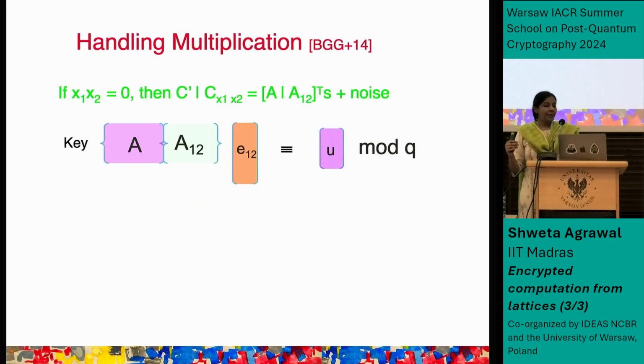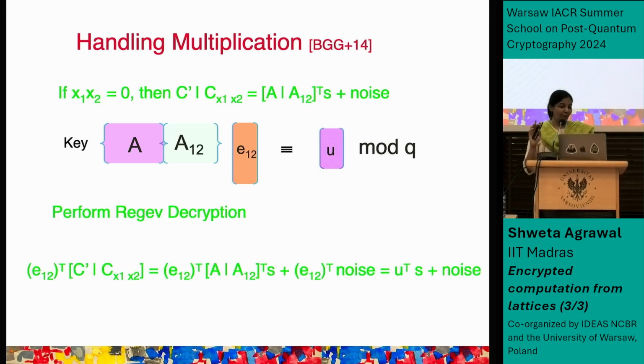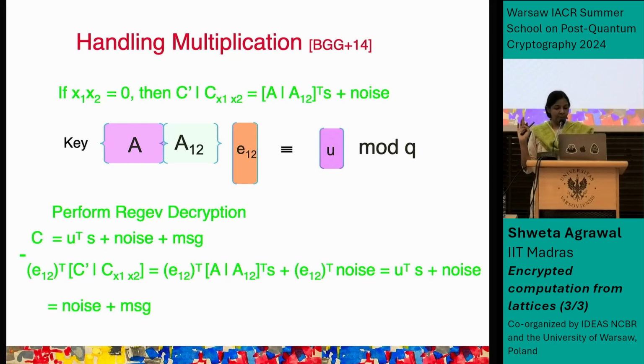Anyway, I don't want to spend far too much time on this. What we saw is that, again, if x1 x2 is 0, then I can get A concatenated with A12 times s plus noise. The x1 x2 G term will go away, get cancelled, if x1 times x2 is 0. And then I can perform Regev decryption as usual. So let's not worry too much about the details.